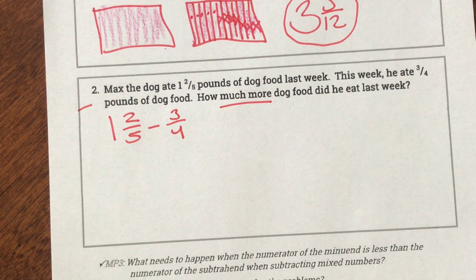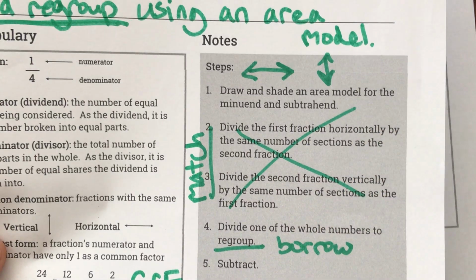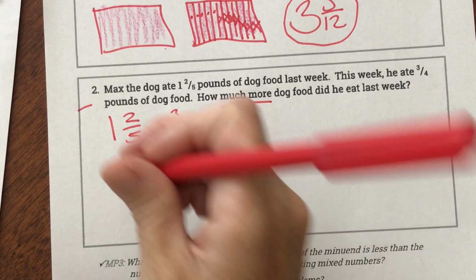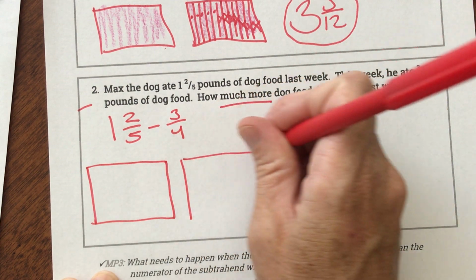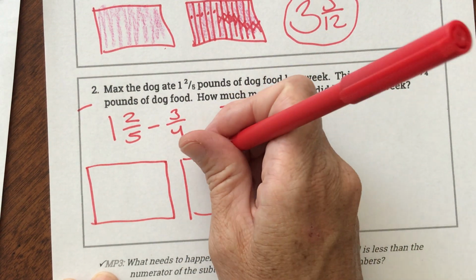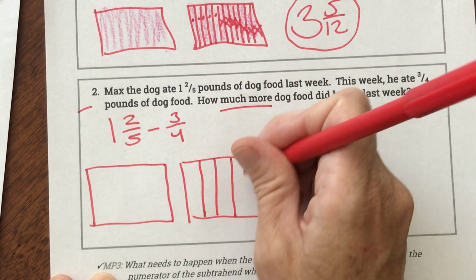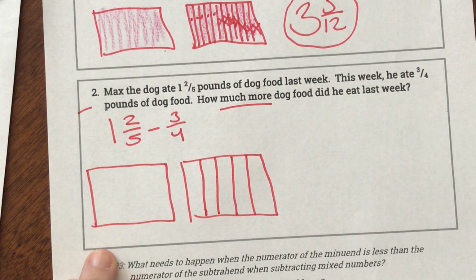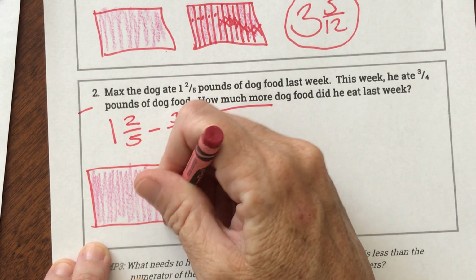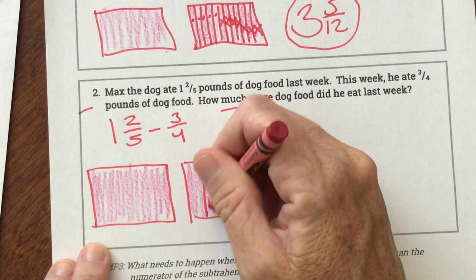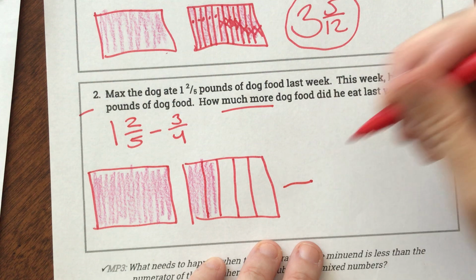Okay, so step 1, we're going to draw and shade. And we're going to make sure one's vertical and one's horizontal. So I have 1 whole, and then I have 2/5. Okay, so let's draw this. I have 1 whole, and I have 2/5. Okay, take away 3/4.